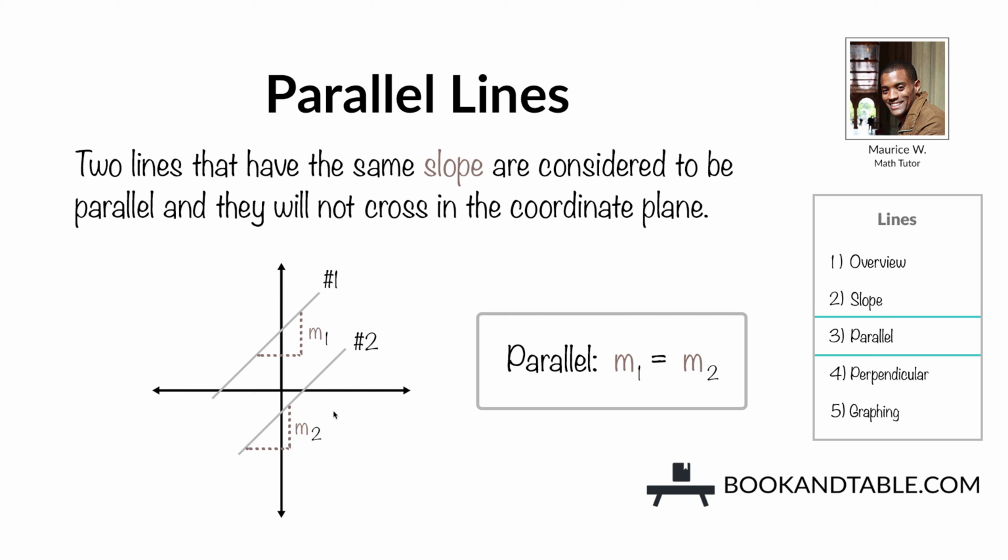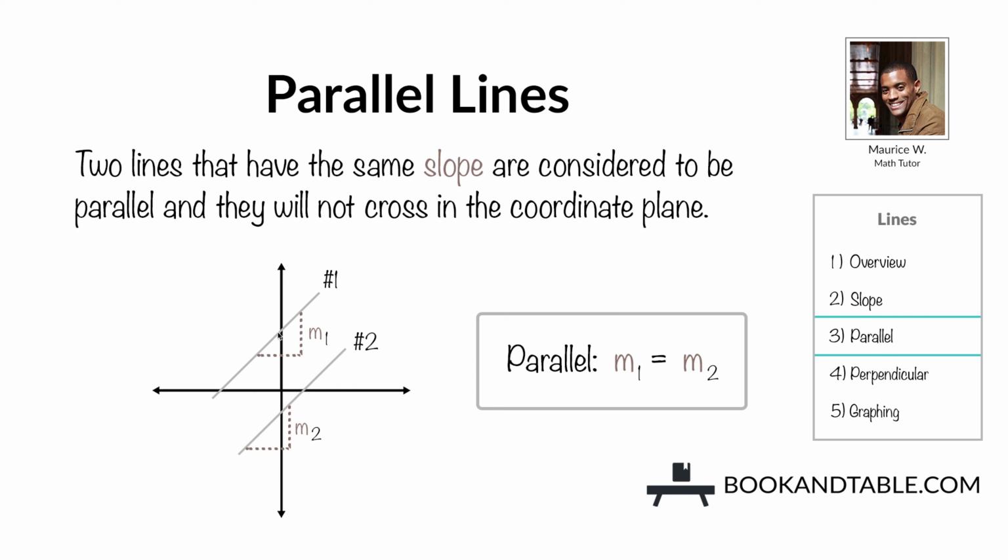Two lines that have the same slope are considered to be parallel, and they will not cross in the coordinate plane. So let's say you have line number 1 and line number 2. If they're parallel, that means their slopes are the same. So that means they are rising and running at the same rate. Because of this, they will stay on the same trajectory, just in different locations in this plane.